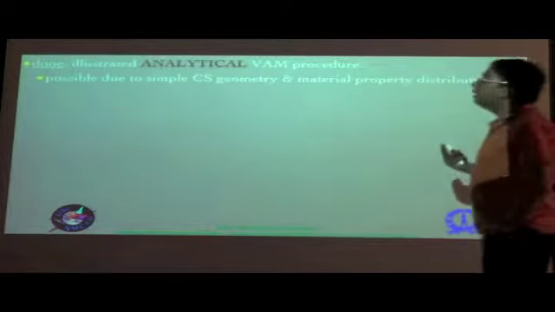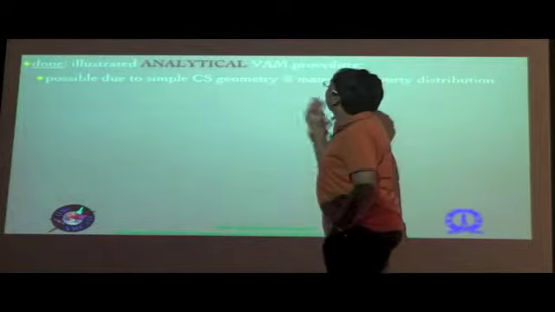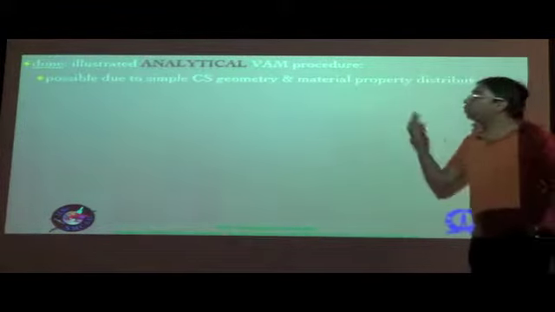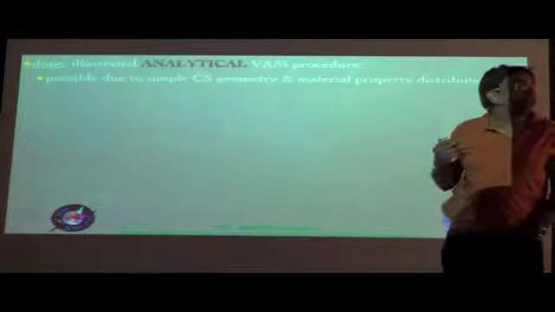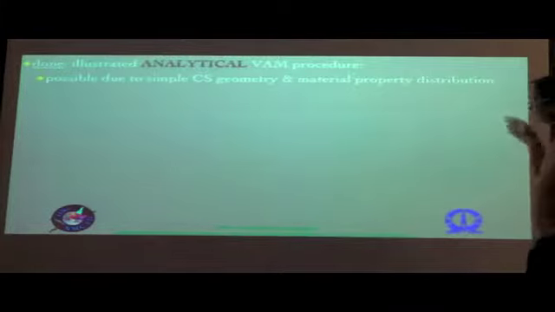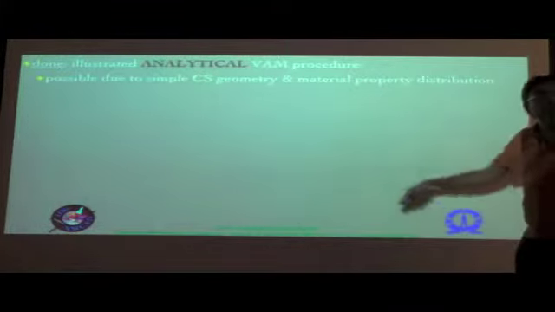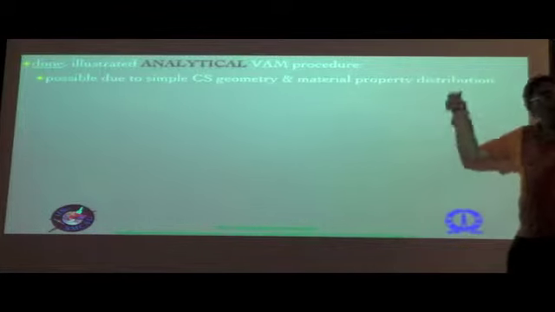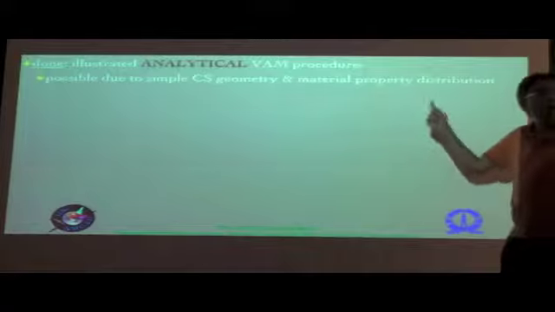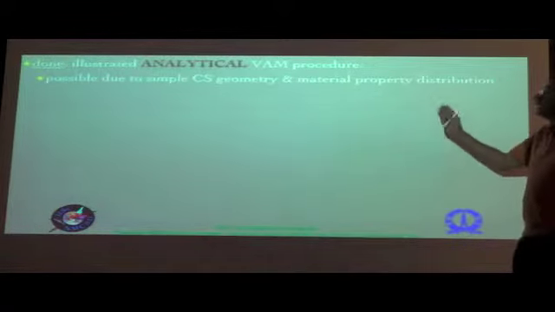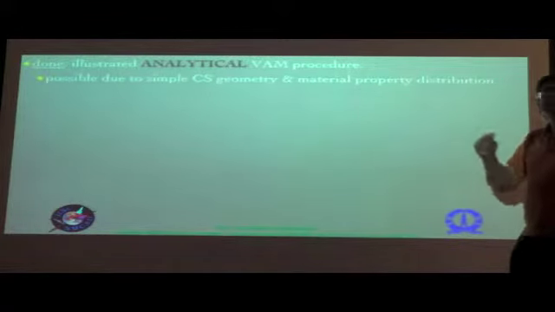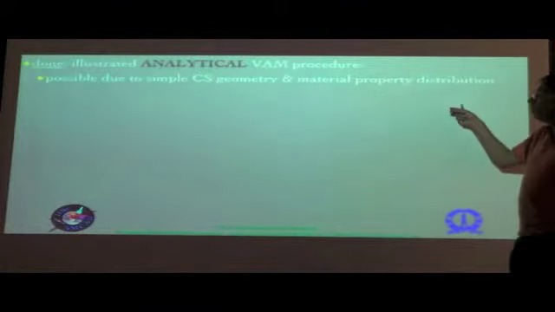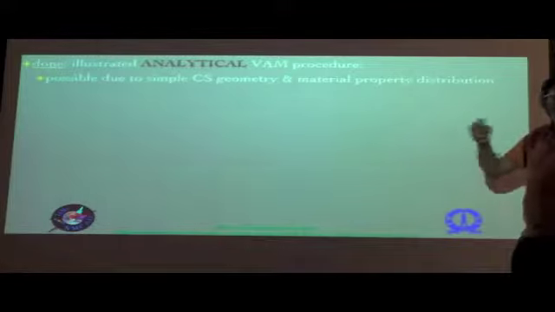So what we saw was an illustration of an analytical application of the variational asymptotic method, and it was possible due to the simple cross-sectional geometry. Remember that we considered some planar deformation, which was enabled by an appropriate application of the loading as well as the choice of the cross-section such that the deformation would not be out of plane.